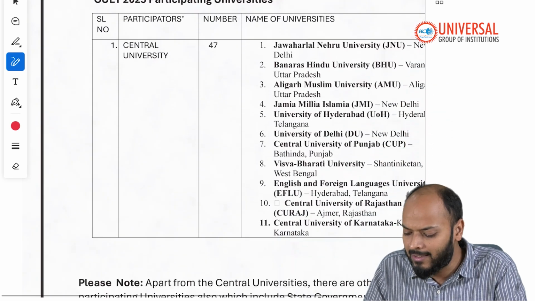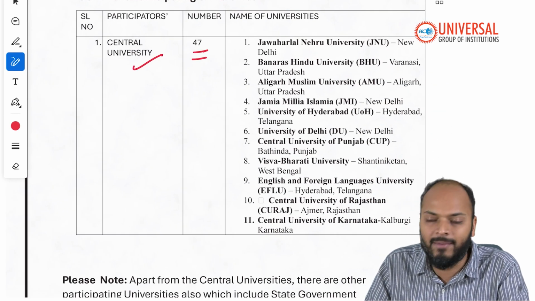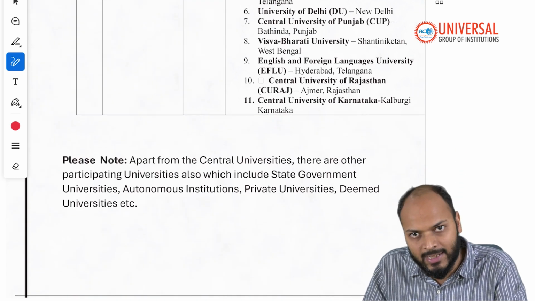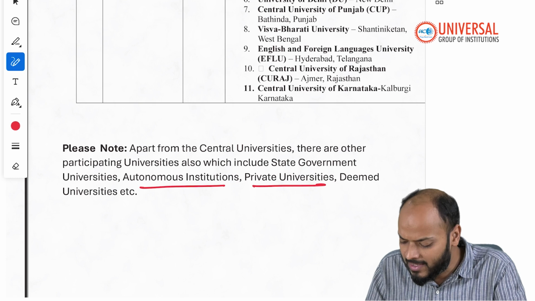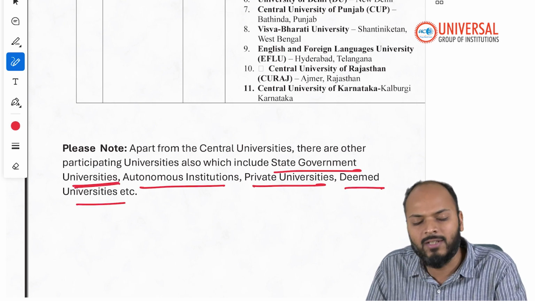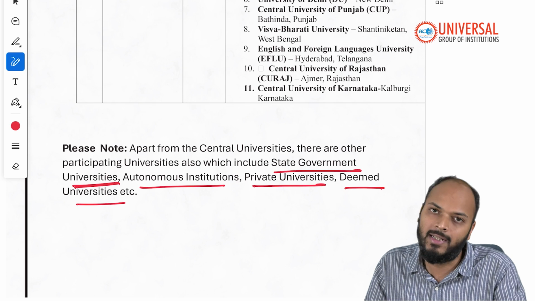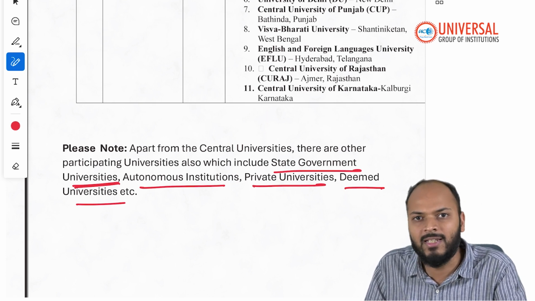So many colleges in India, or at least central universities, 47 of them, are taking admission through CUET UG. Many private colleges also, many autonomous institutions also, many state government universities also, and some deemed universities also. All of them are now taking admission through CUET score, and hence this is a very significant exam.